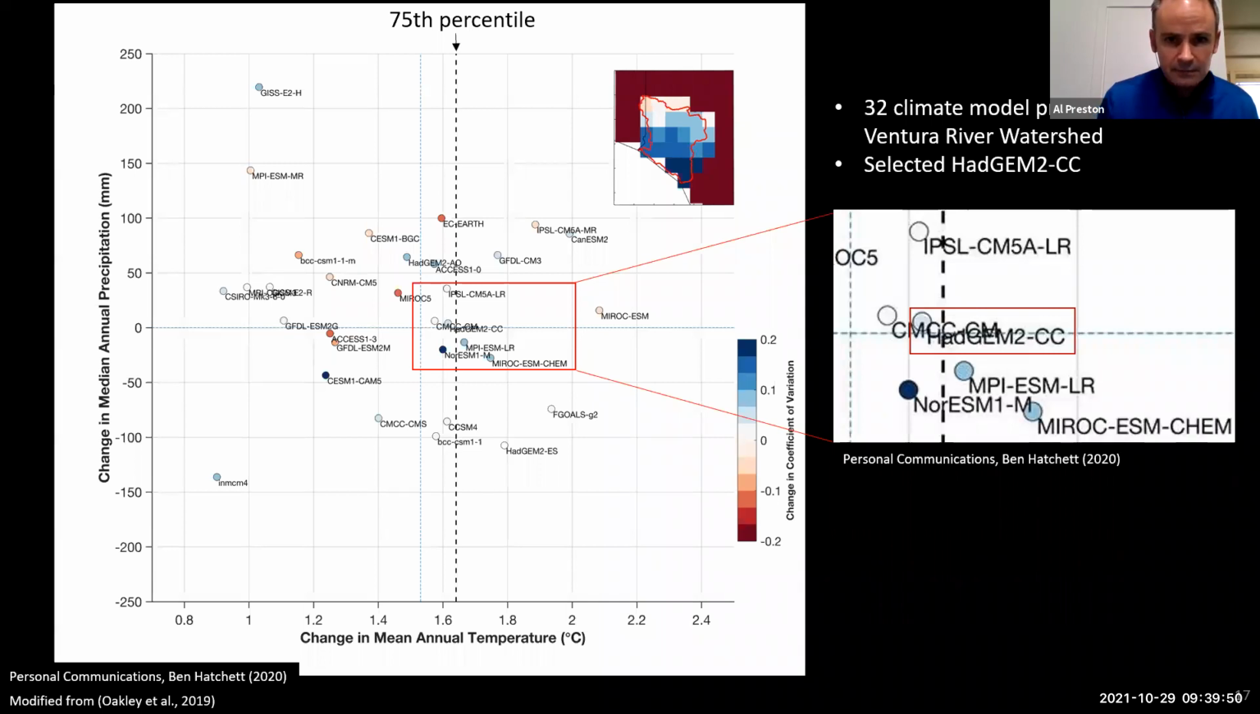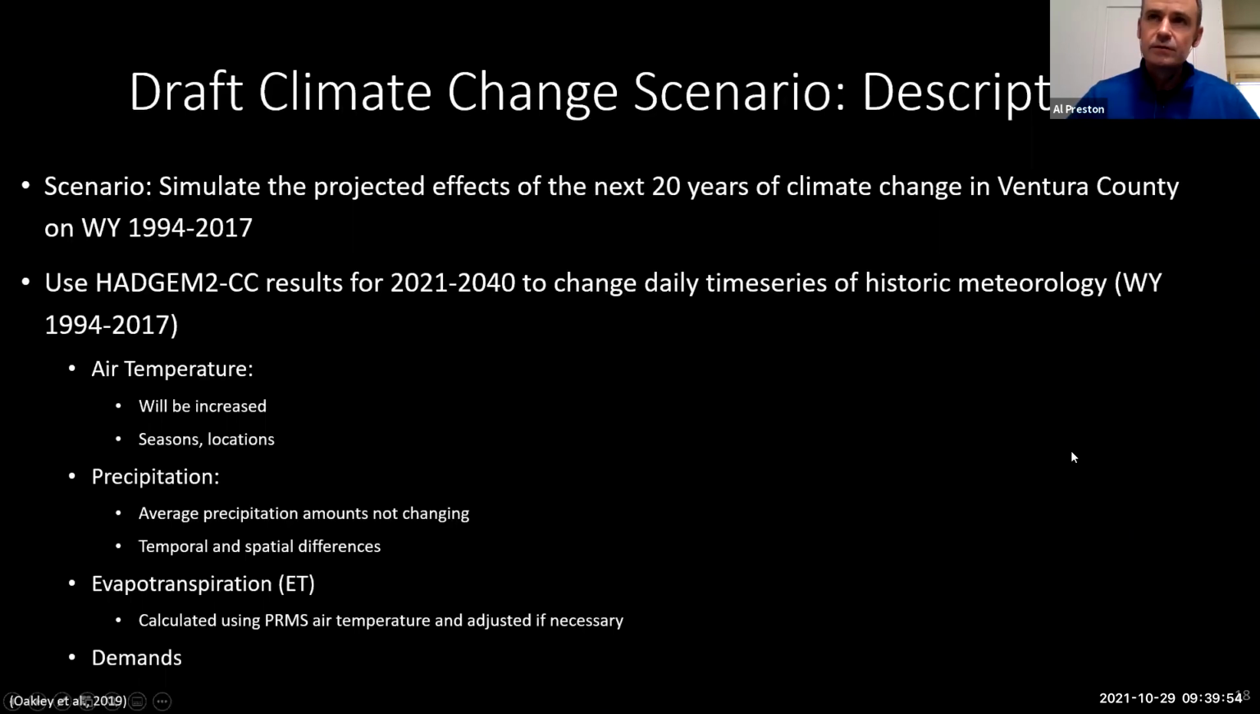On the next slide, Kevin, if you can just advance the slide, I'll talk about how we modify the hydrology in the baseline model to account for the climate change. I think this will answer some of the questions that have already popped up. The way we're proposing to do it is looking at the effects of the future climate scenario on the hydrology from water years 1994 through 2017.